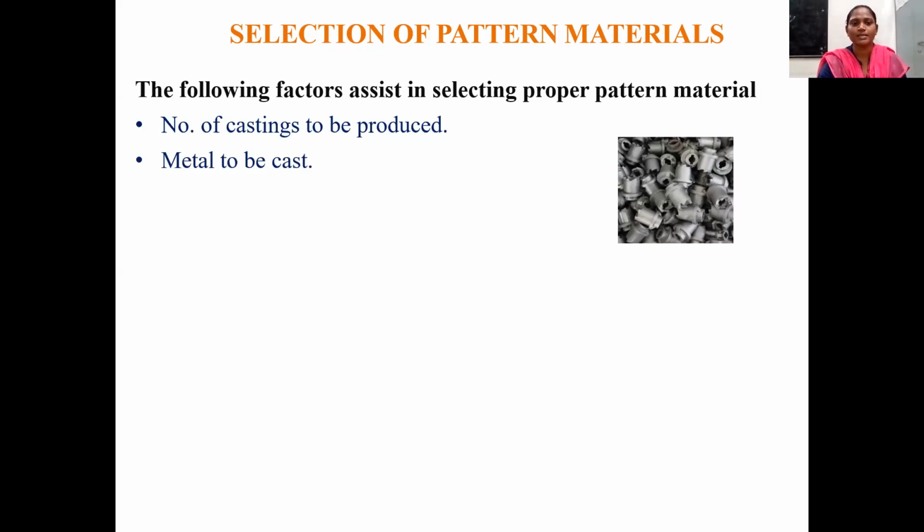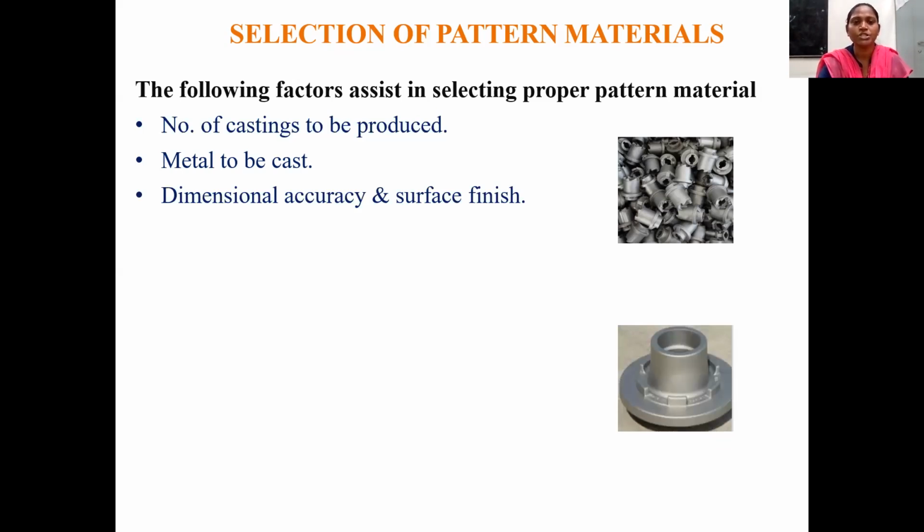Next, the metal to be cast. What type of metal has to be cast? We have to check which type of metal it is, whether it is aluminium, iron, or steel, whether it is any of the non-ferrous metals or any of the ferrous metals. Depending upon the metal to be cast, we have to select the correct, proper pattern material.